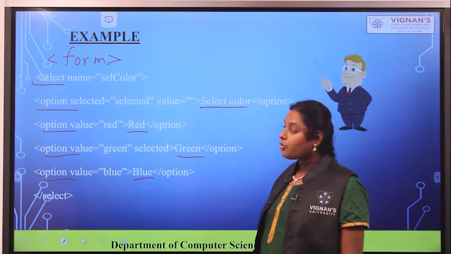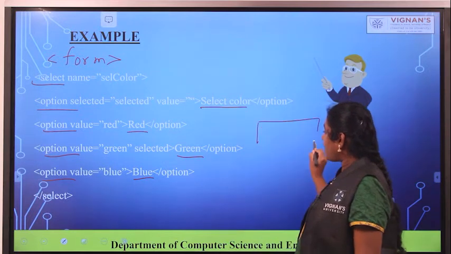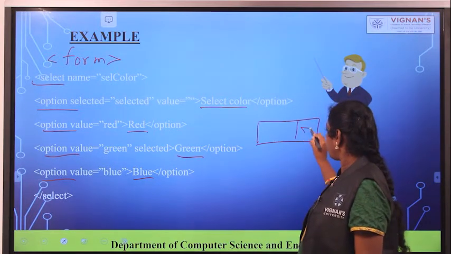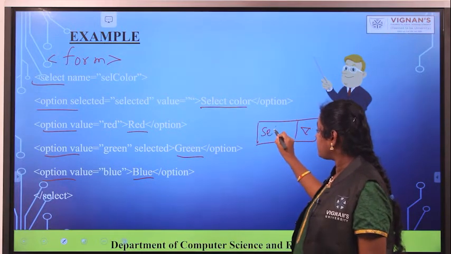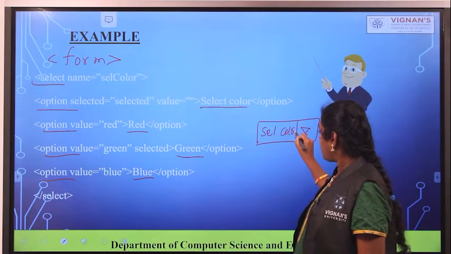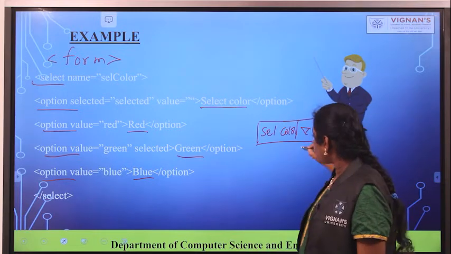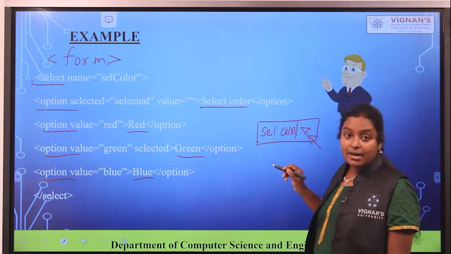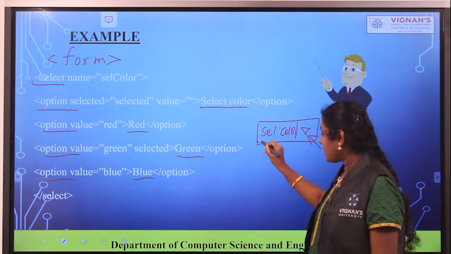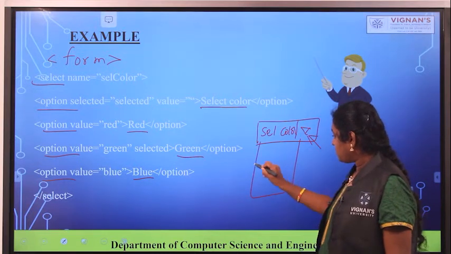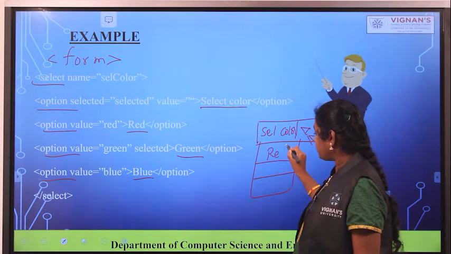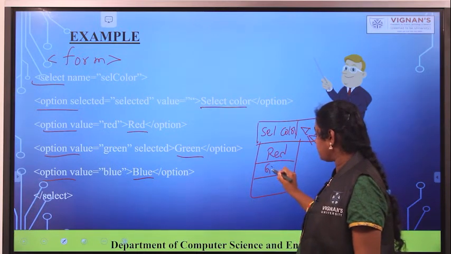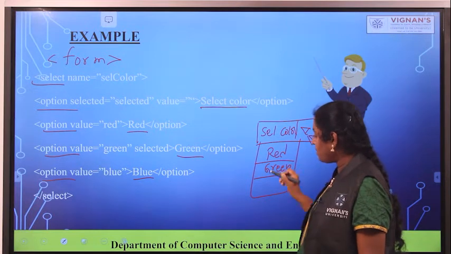So what will be the output? So this is called a select box. So what is the first option you had given here? Select color. And next, what are the other options? Whenever the user clicks here, it will show a drop down list, that is like this. So what is the first one? Red color. Next green. Next blue.